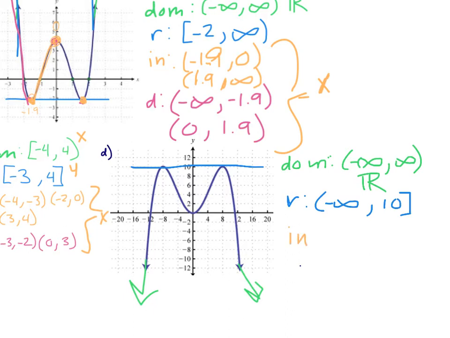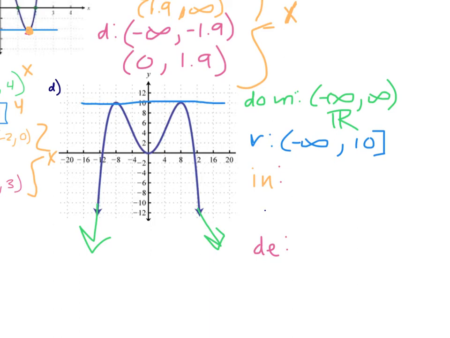Next we have increasing and decreasing. So we start off increasing from negative infinity to when x is negative 8. Then we change to decreasing from negative 8 to 0. Then we go back to increasing from 0 to when x is positive 8. And then we end decreasing from positive 8 to positive infinity.